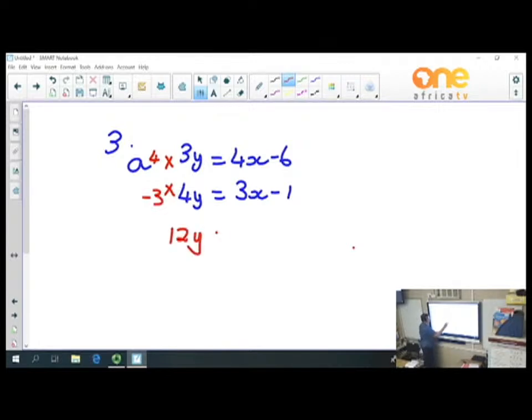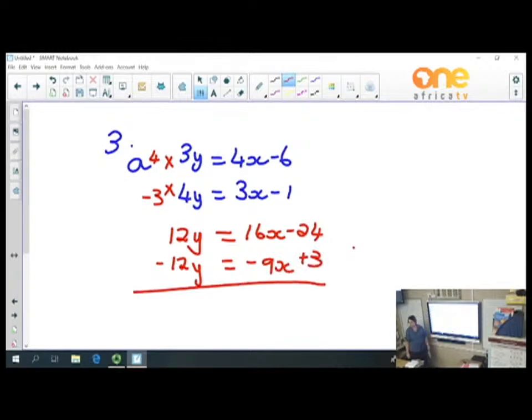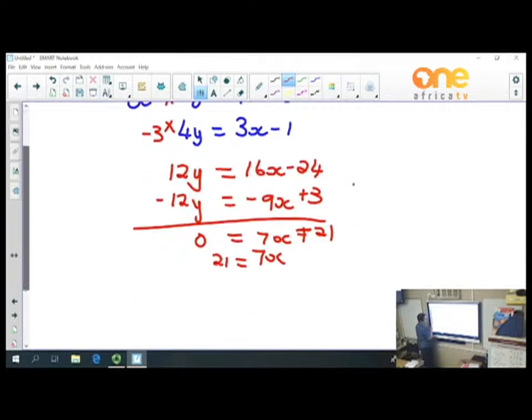So this is then 12y is equal to 16x minus 24. And here, negative 12y is equal to negative 9x plus 3. I hope you can see how many times we use algebra. All the time, it's algebra. So this one eliminates. And here we have 7x minus 21, so 7x is equal to 21, which makes x equal to 3.